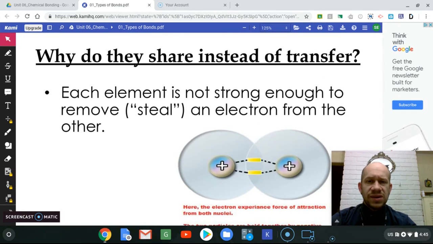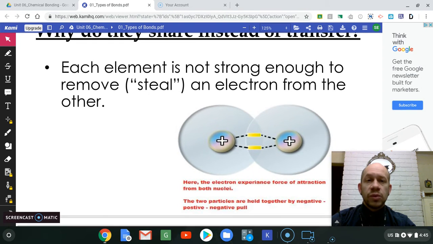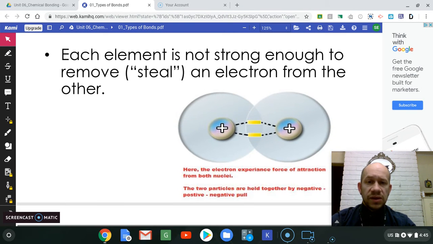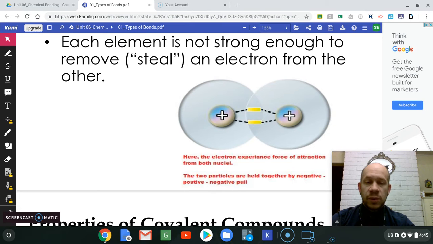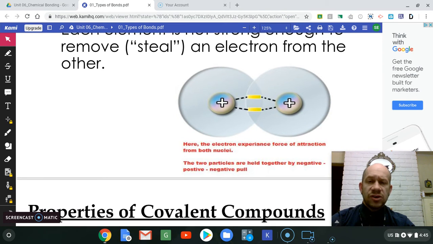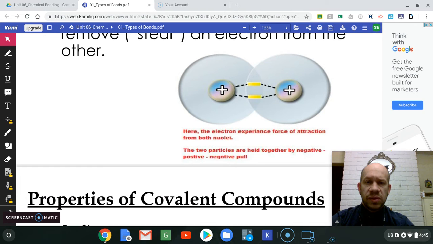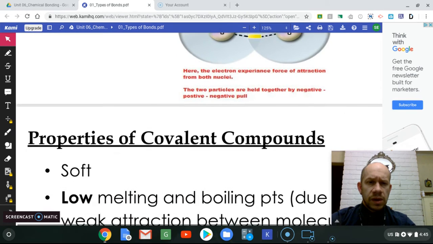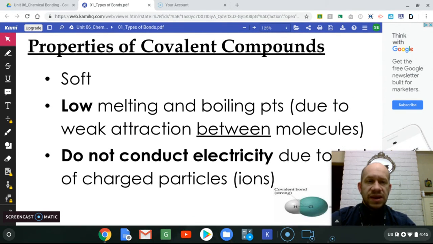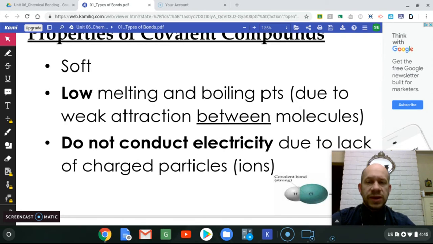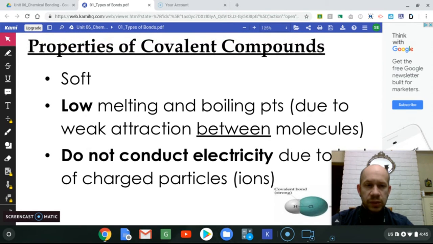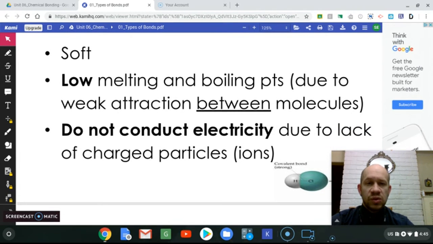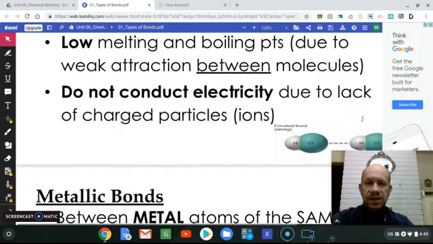So why do they share instead of transfer? In a covalent bond, each element is not strong enough to remove or steal an electron from the other one. Therefore, in order to fill those two shells from both atoms, they'll share. So here the electron experiences a force of attraction from both nuclei. The two particles are held together by the negative and positive pull. Properties of covalent compounds: they are very soft. They have low melting and boiling points due to weak attraction between the molecules, and they do not conduct electricity due to a lack of charged particles, those ions.